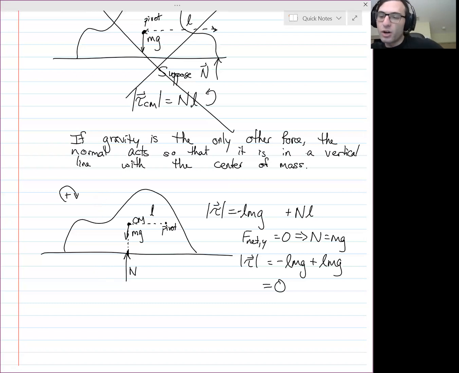Would you want N to always be directly below mg? No. As just explained, the normal force will move around depending on what other forces are present.